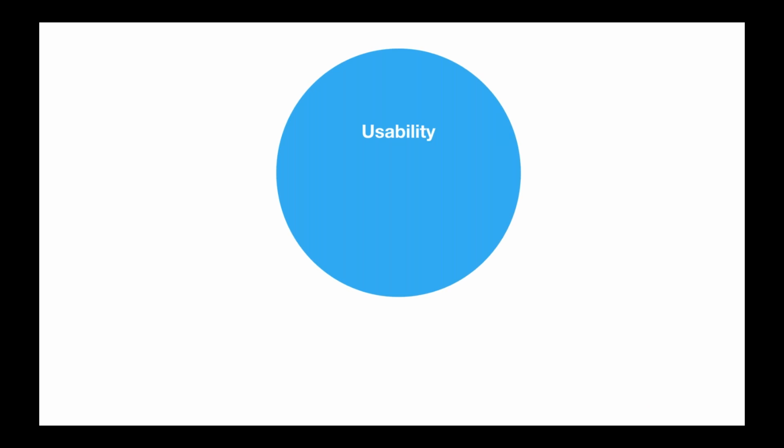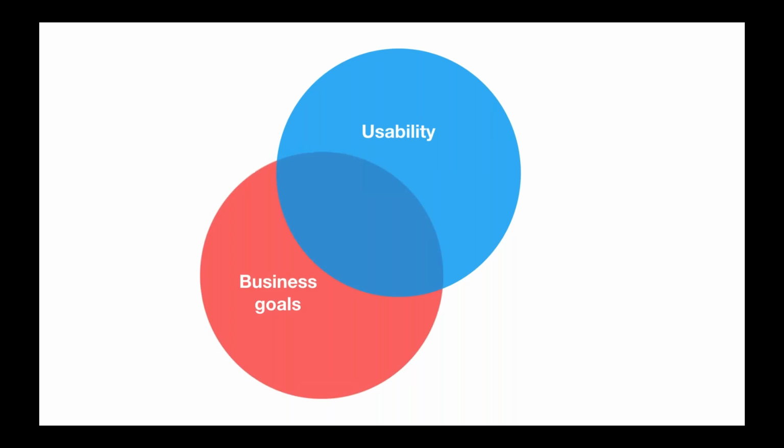Usability. That is the extent to which an app can be used by specified users to achieve specified goals with effectiveness, efficiency, and satisfaction. The next area is business goals. How well does the app behave in accordance to the functional requirements? Now, this doesn't take into account actually any design principles. This is all about, does the app achieve the objectives that you originally set out for it to achieve?